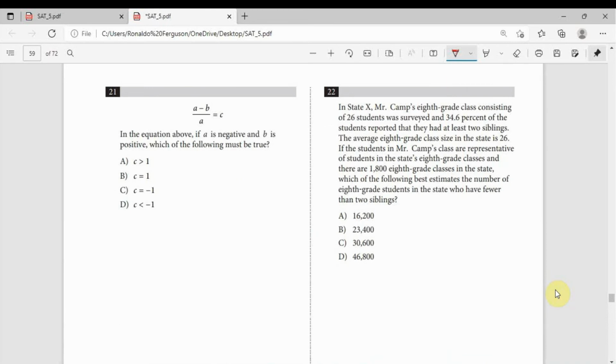All right. Now, question 21. Question 21 says, in the equation, A is negative and B is positive. Which of the following must be true?